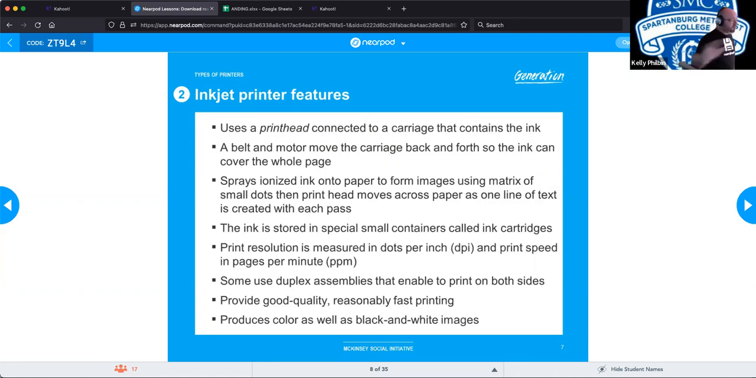There is a belt motor that moves the carriage back and forth over the whole page. And what it does is it sprays ionized ink onto the paper to form images using a matrix of small dots. And then as the print head moves across the paper, it creates a line of text or parts of the image, whichever. The ink is stored in special small containers called ink cartridges, which is where the majority of the cost of a printer resides. Also, the majority of the technology in the printer resides in that ink cartridge. Subtracting the ink cartridge from that printer, the printer itself is an extremely simple device.